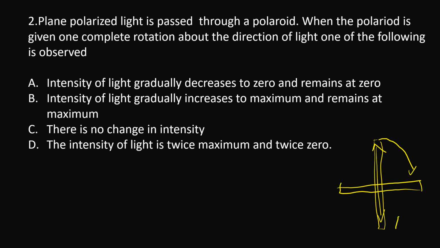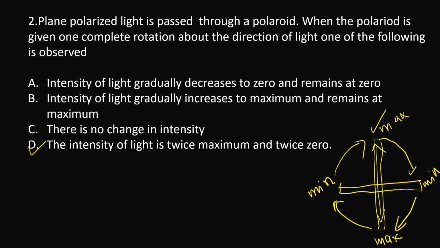Now, again, if you rotate, it will come in the same plane so that it will give maximum intensity. Again, if you rotate, it will become again perpendicular and you will get minimum intensity. Then again, if you rotate, it will come in this direction so that maximum intensity you will get. So you are getting twice maxima and twice minima. That means option D is the correct one. Intensity of light is twice maximum and twice 0.